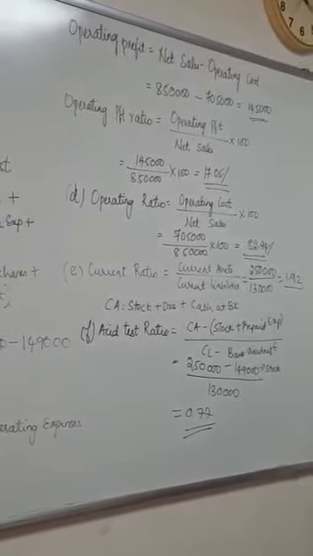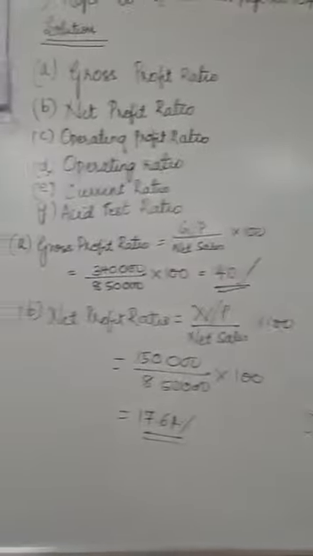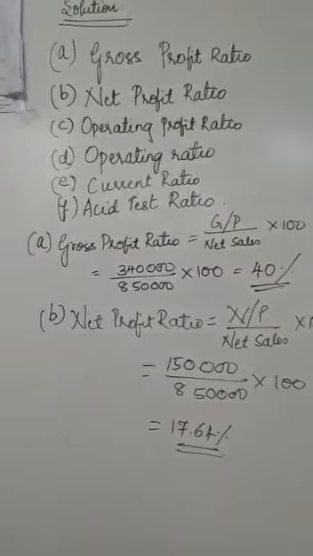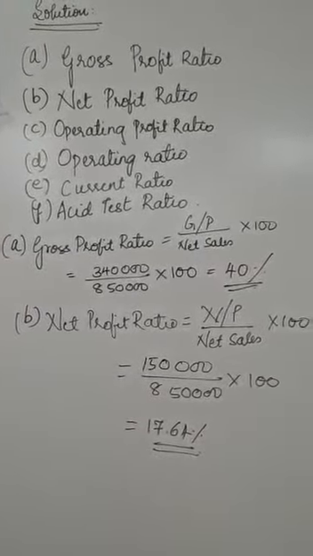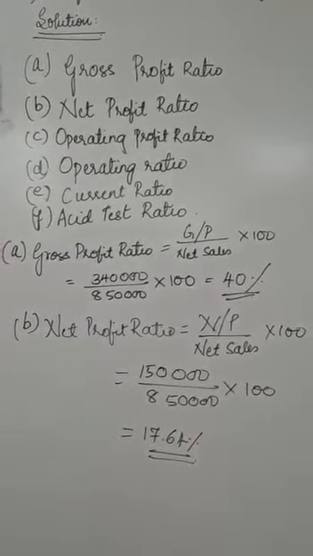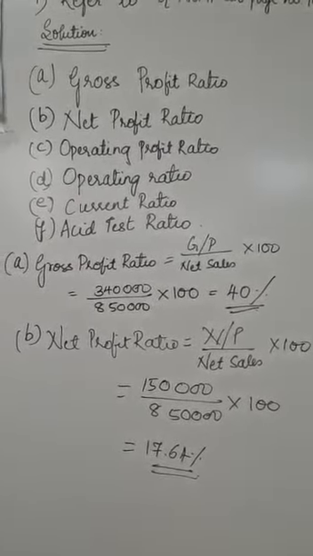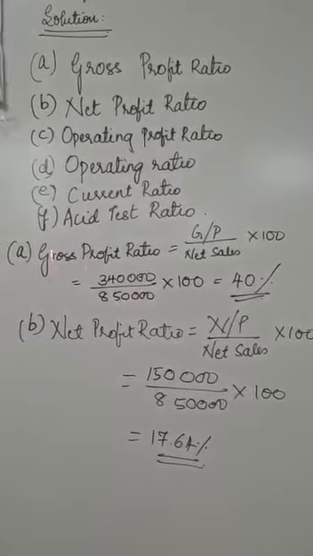So here, now first let us find out what is gross profit ratio. We'll go accordingly one by one. Before that, you need to go through all the items in the profit and loss account and balance sheet. You need to think what are the items we need to have in order to calculate the following ratios. Now first we will go to gross profit ratio.